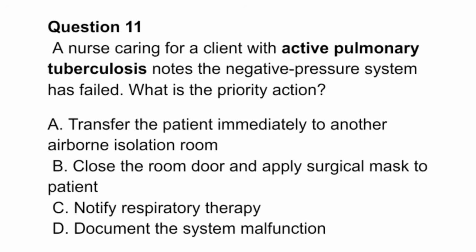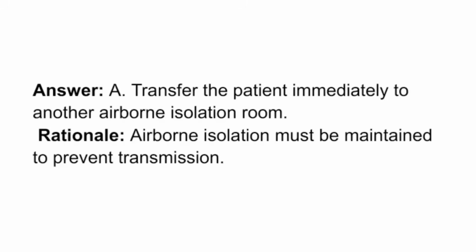Question 11. A nurse caring for a client with active pulmonary tuberculosis notes the negative pressure system has failed. What is the priority action? A. Transfer the patient immediately to another airborne isolation room. B. Close the room door and apply surgical mask to patient. C. Notify respiratory therapy. D. Document the system malfunction. Answer: A. Transfer the patient immediately to another airborne isolation room. Rationale: airborne isolation must be maintained to prevent transmission.